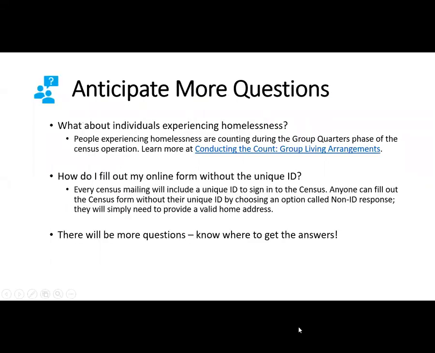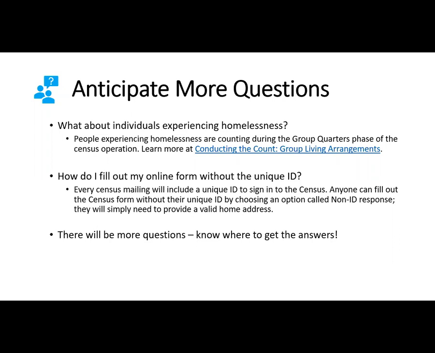More questions that we always get. What about individuals experiencing homelessness? How do we count them? Typically, people experiencing homelessness are counted during the phase that I mentioned, the group quarters. That is where they go out to homeless shelters and count everybody on one night who's in the shelter. They also do point in time counts for known outdoor locations where people who are experiencing homelessness might be sleeping. That happens every year, not just during the census year.